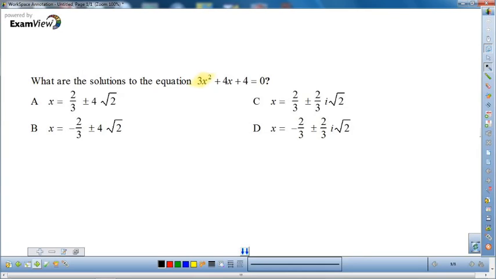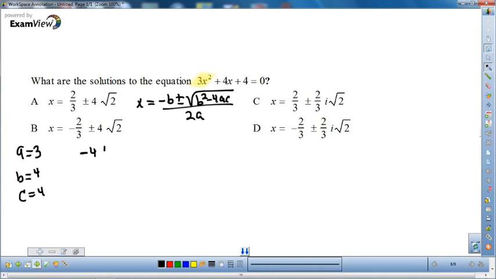In the previous example, I used completing the square because my leading coefficient was a 1. Here, my leading coefficient is 3. So the best method is to use the quadratic formula. So I'm going to write A as 3, B as 4, and C as 4, and substitute that into my quadratic formula.